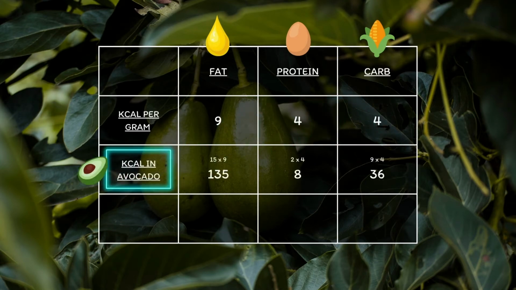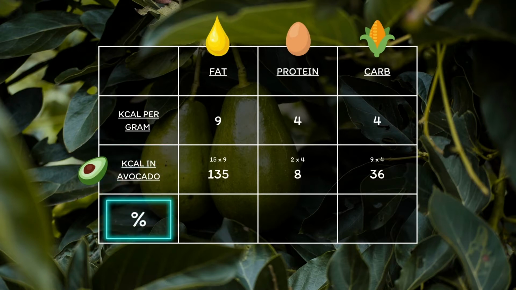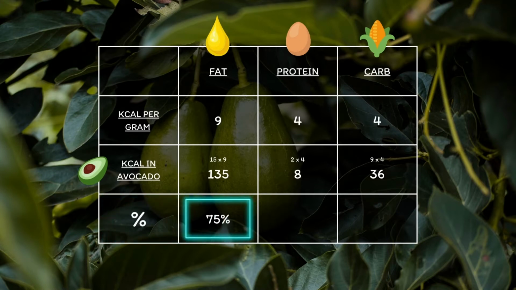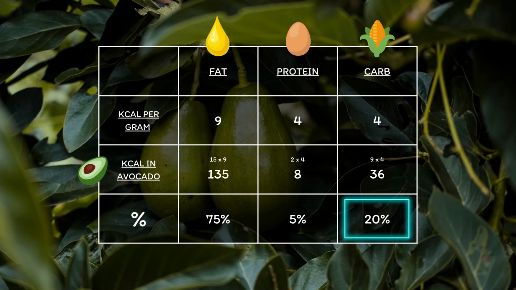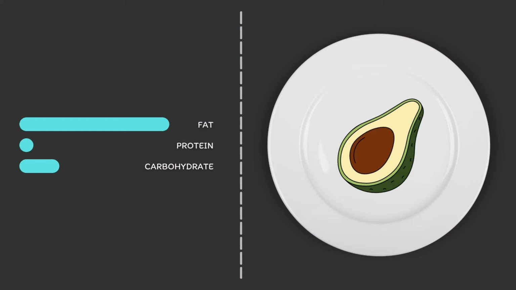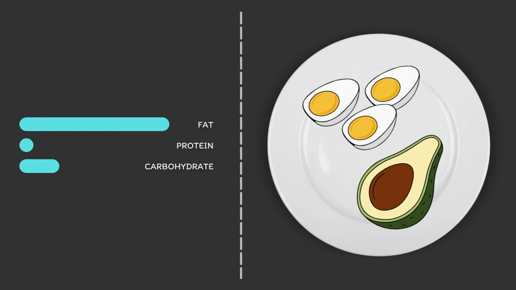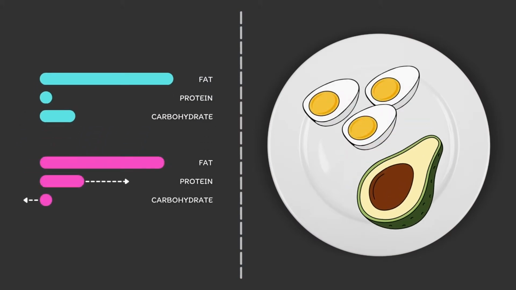So a simple calculation gives us the number of calories, and then we can just work out the percentages, and we find that of the calories contained in the avocado, 75% come from fat, which is perfect, 5% from protein, and 20% from carb. So a little bit high on the carb side, but this isn't necessarily an issue as long as we balance it out by consuming less carbohydrate elsewhere. For example, if you were to add a couple of eggs to your plate, your protein percentage would increase significantly and overall carbs would go down.